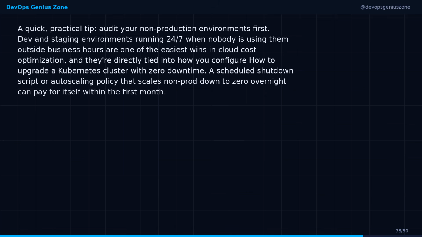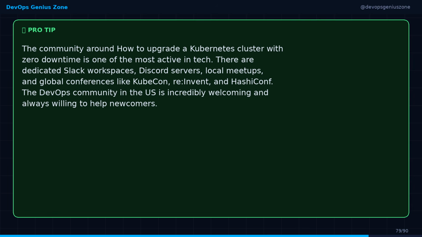A quick, practical tip: audit your non-production environments first. Dev and staging environments running 24/7 when nobody is using them outside business hours are one of the easiest wins in cloud cost optimization, and they're directly tied into how you configure your cluster. A scheduled shutdown script or autoscaling policy that scales non-prod down to zero overnight can pay for itself within the first month.